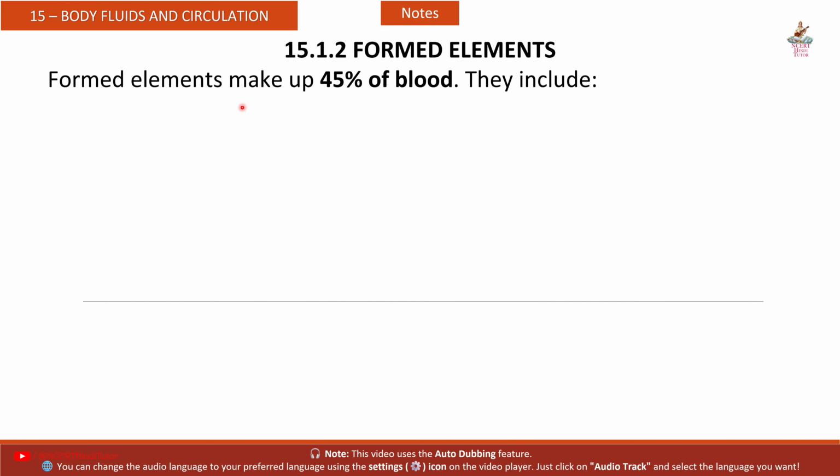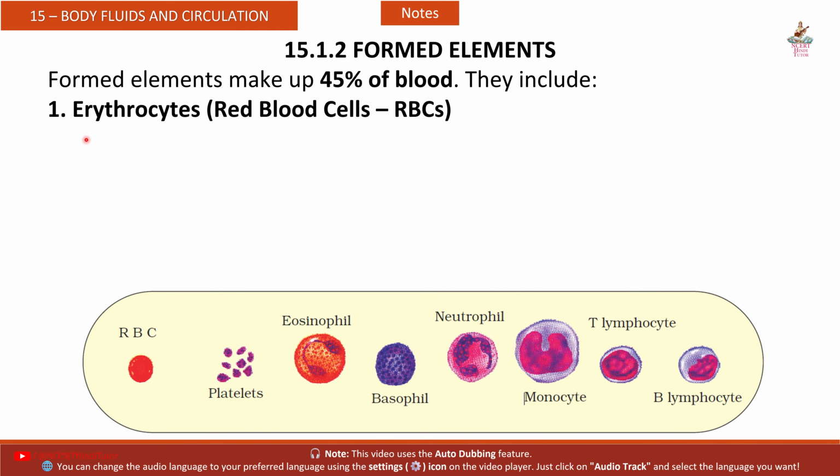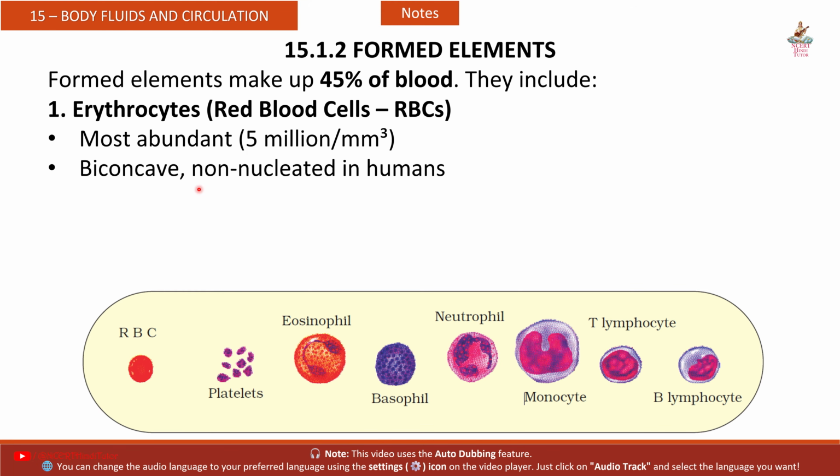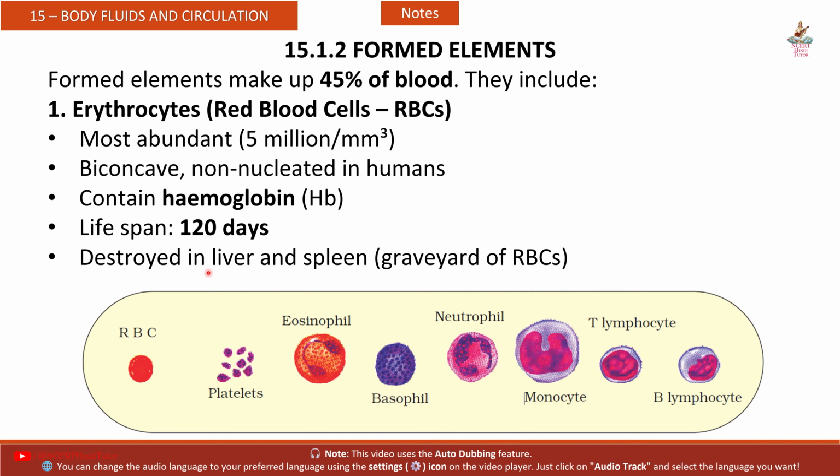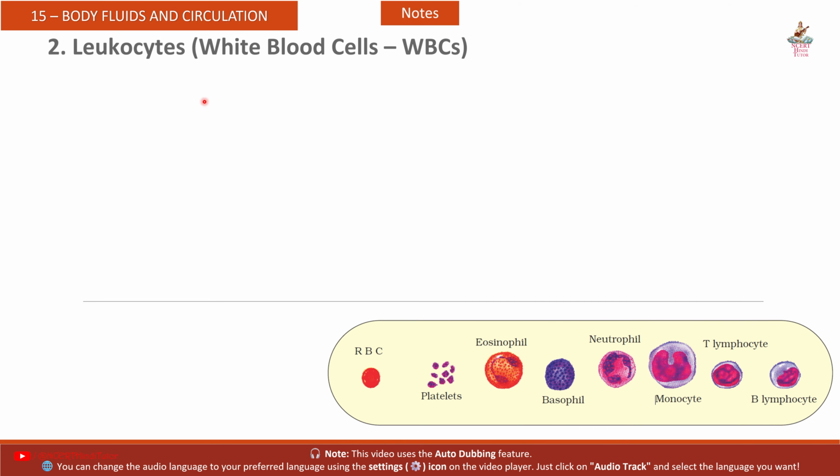15.1.2 Formed elements. Formed elements make up 45% of blood. They include: first, erythrocytes, red blood cells or RBCs, the most abundant, 5 million per mm cube. Biconcave, non-nucleated in humans, contain hemoglobin Hb, lifespan 120 days, destroyed in the liver and spleen, the graveyard of RBCs.